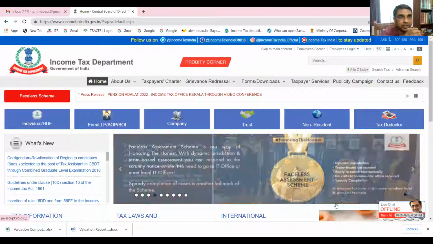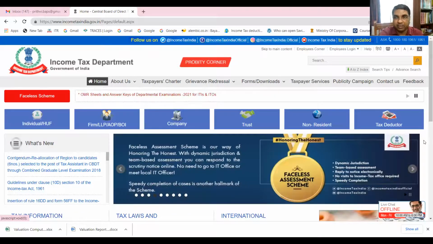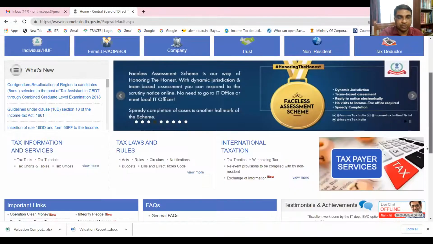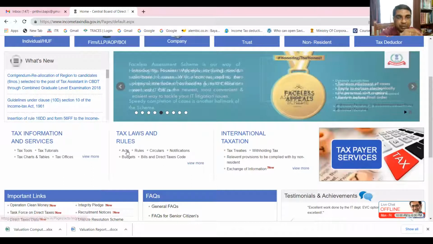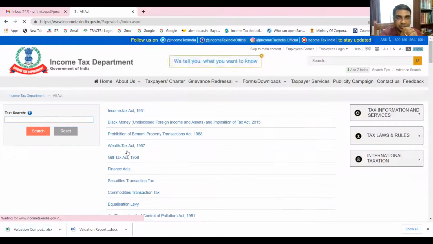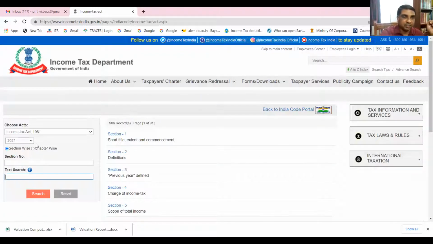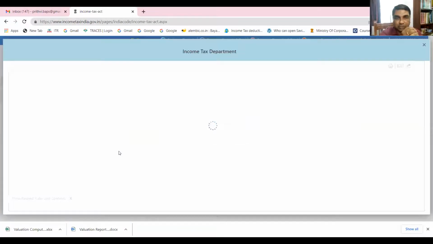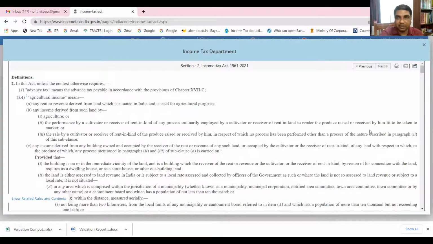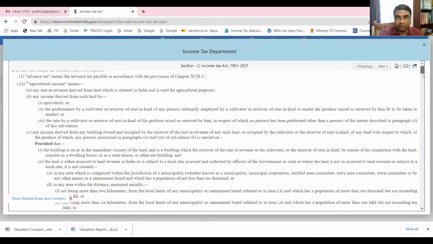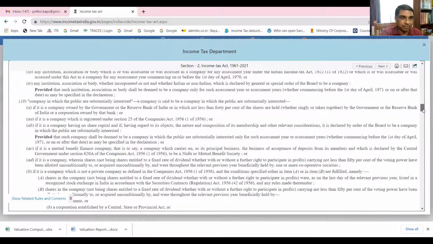I think you are seeing the homepage of incometaxindia.gov.in, and we are interested to know the definition of income. Here I am clicking. Let me go to the Acts. Here is a link, and let us visit the Income Tax Act. Okay, let us go to section 2. In section 2, you can find various clauses in alphabetical order. And here let us search for the meaning of the term income.